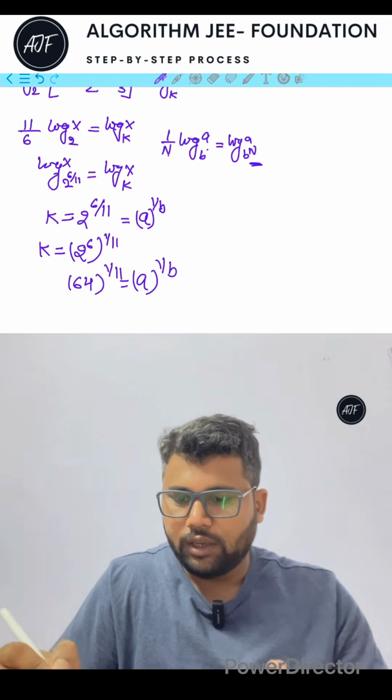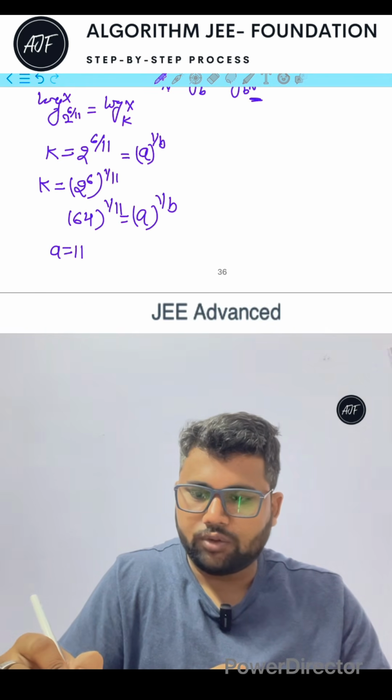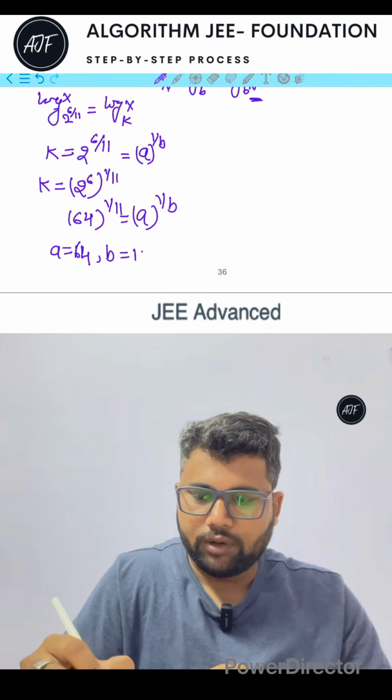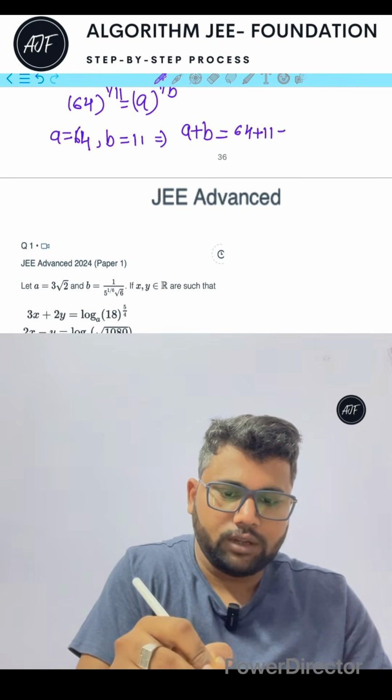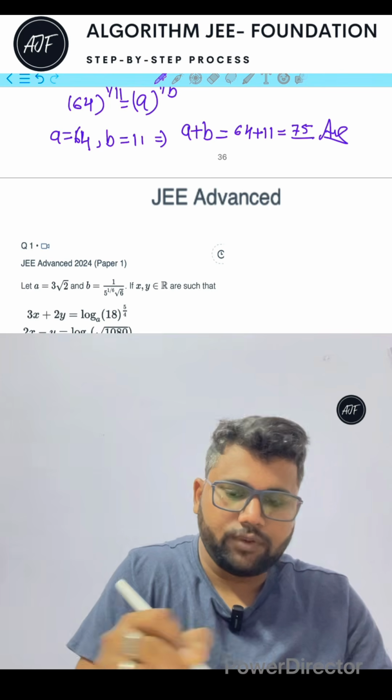If you compare, then a is equal to 64 and b is equal to 11. So the question is asking for a plus b. Now a plus b means 64 plus 11, that is 75, and that is the final answer of this question.